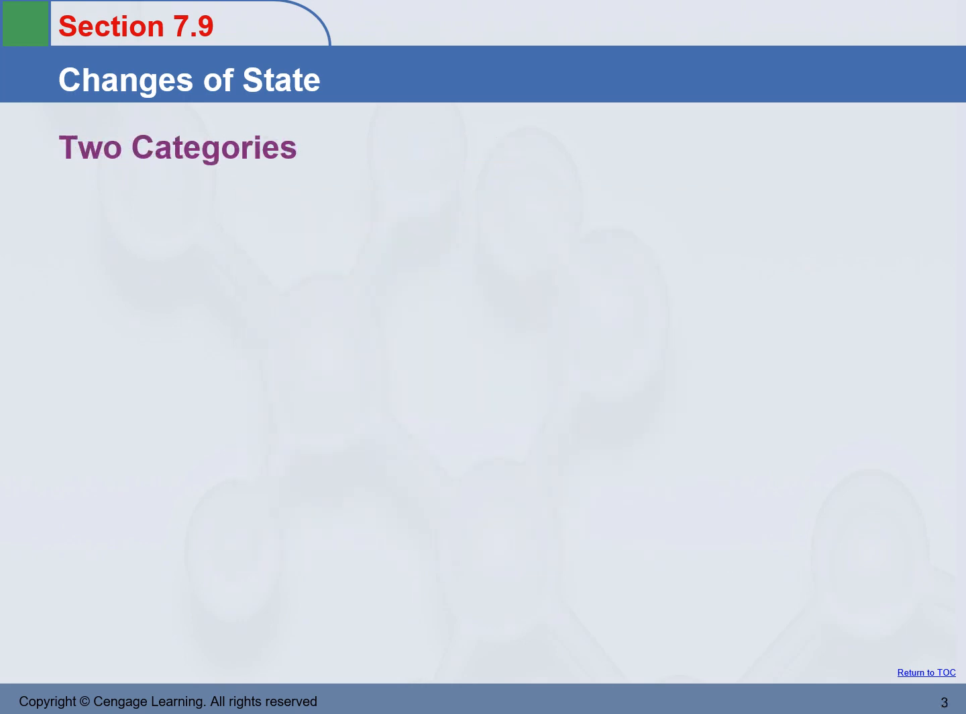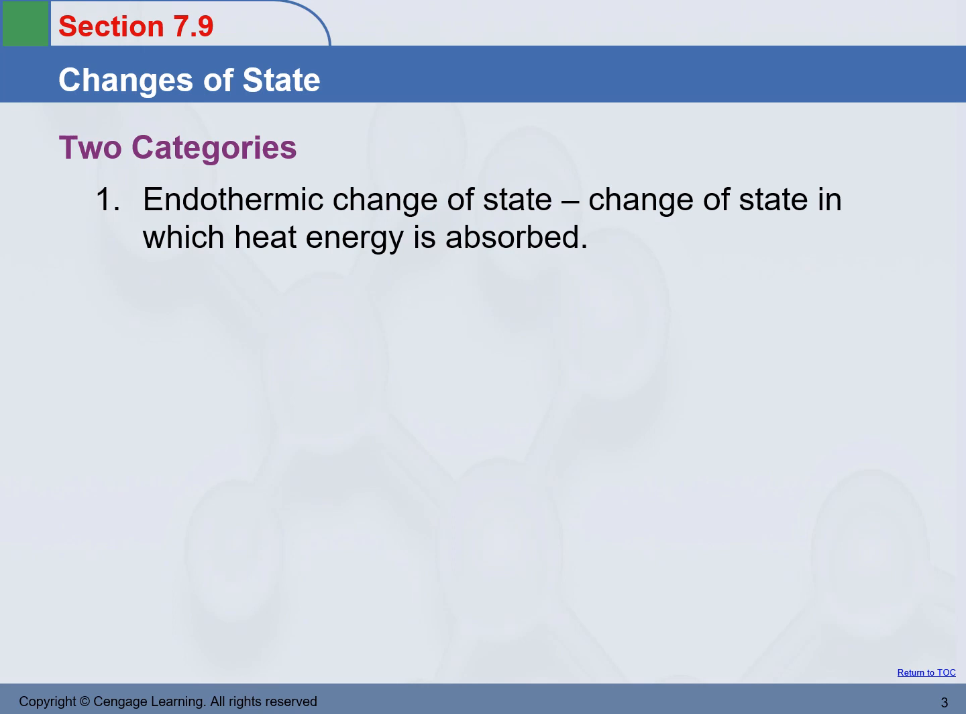In chemistry, a process that absorbs heat is called an endothermic process. Right now, we're talking about endothermic change of state. Okay. We have melting, evaporation, sublimation. These are the processes that require heat for them to occur. Heat is absorbed when they occur.